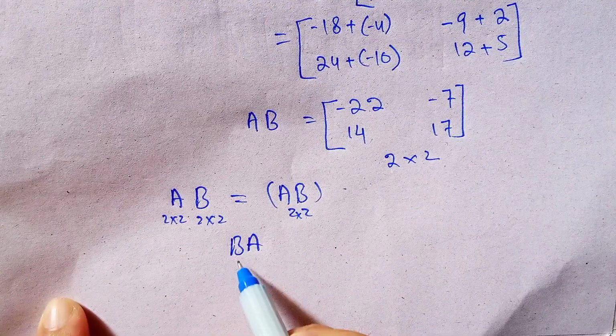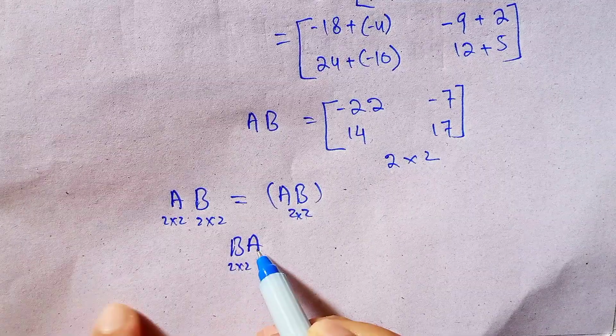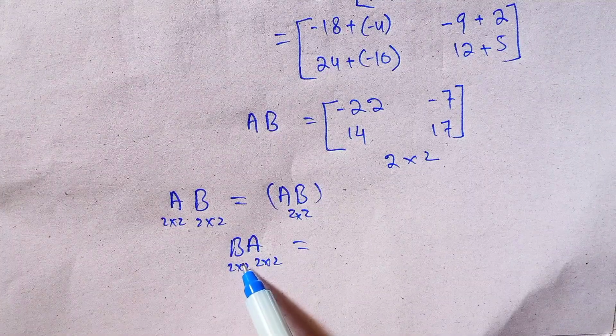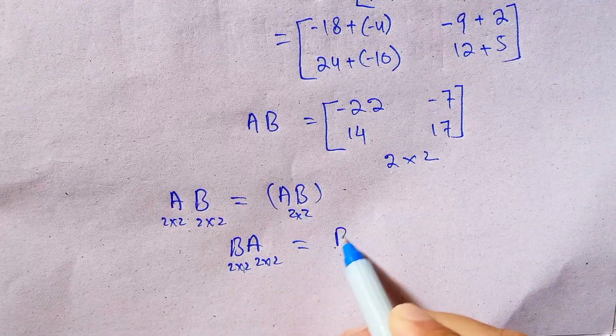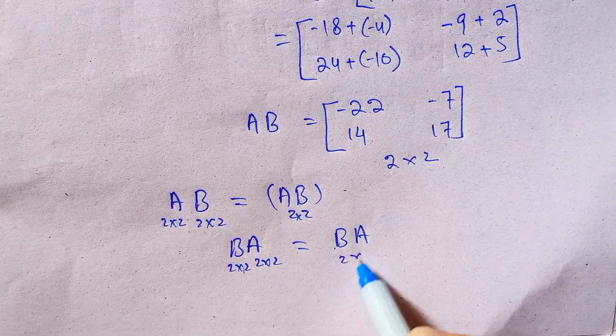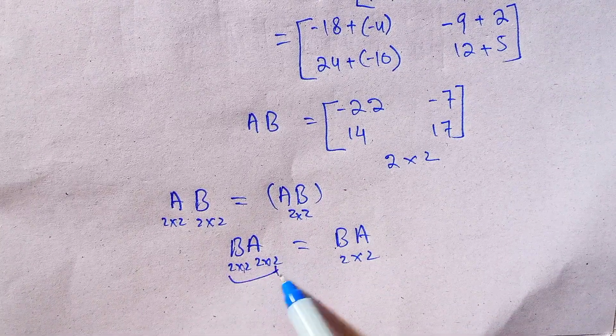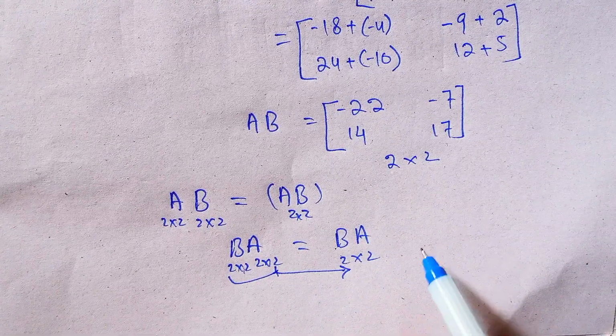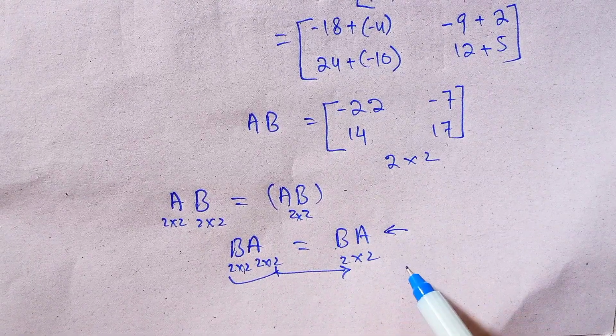Because the order of matrix B is 2 by 2 and the order of matrix A is also 2 by 2, we can multiply these two matrices and the order of the matrix BA will be 2 by 2. From these two numbers, we conclude that the order of the matrix A will be 2 by 2. Now it's your turn to find out BA.